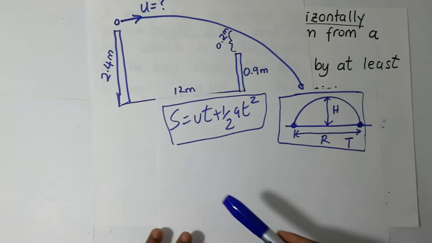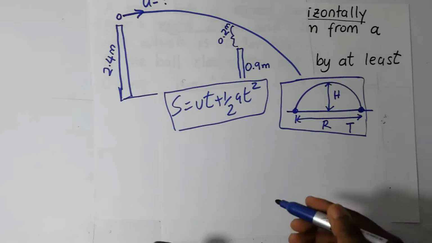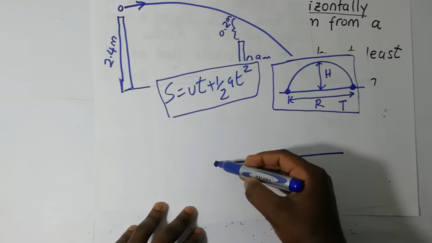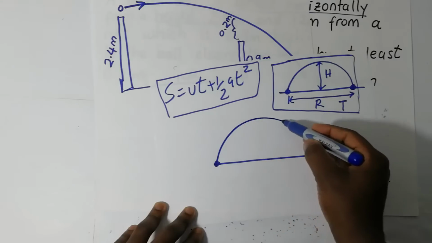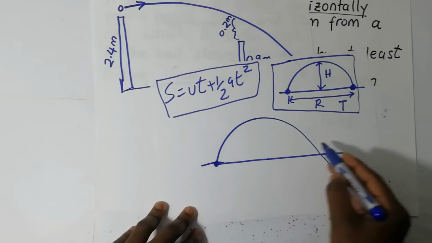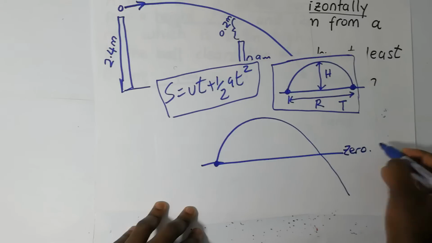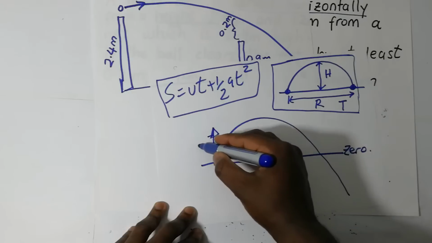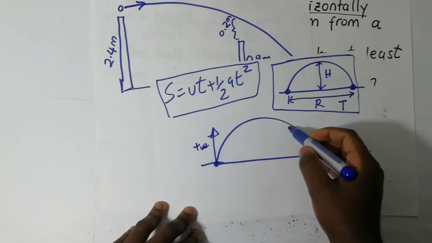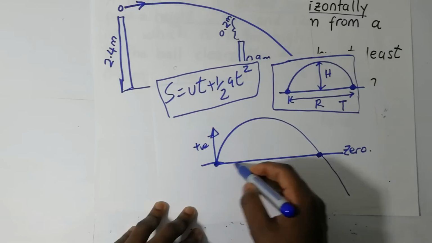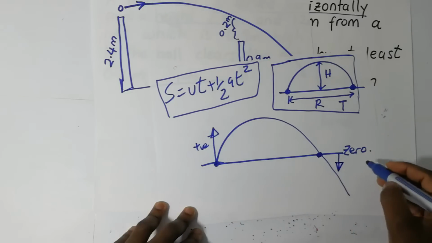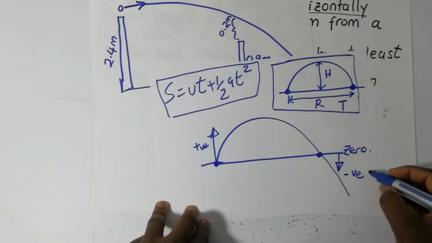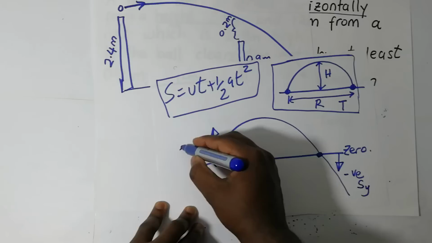One more thing before we go into the number is something I also like to emphasize. When something has been projected from here and it goes up and then it comes back down like that, this is our zero level. So when the particle goes up, that is positive displacement. If it goes beyond this zero level and starts moving downwards, that is negative displacement. And the negative displacement here, we are talking about displacement in the y direction.